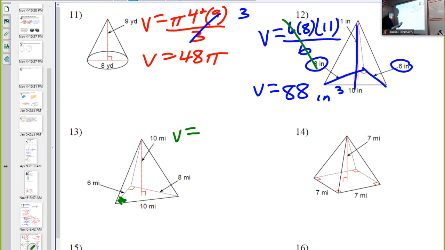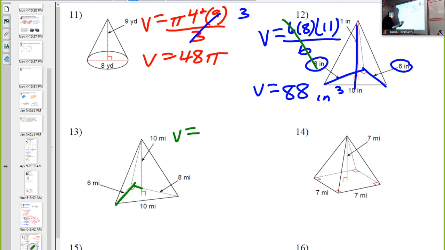Look, whichever triangle we decide is the base, and this is what I mentioned before, when it comes to triangular pyramids, it could be tricky depending on how they draw it, because everything's a triangle. The lateral faces are triangles, the base is a triangle. But what I would do is take the one I have the most information on, the one with the most measurements, and make that my base.